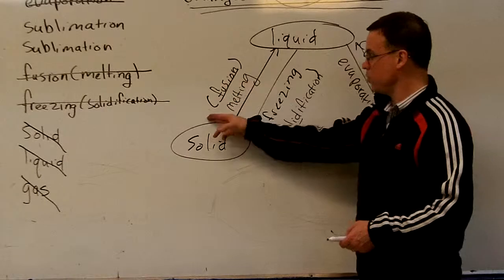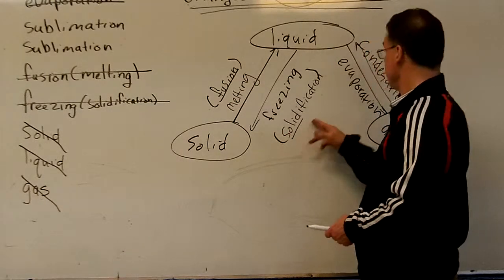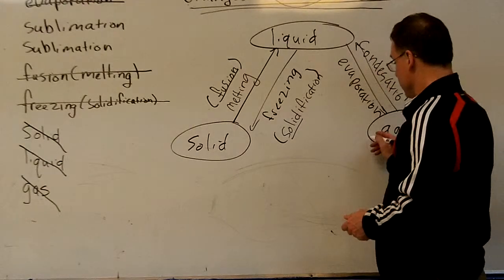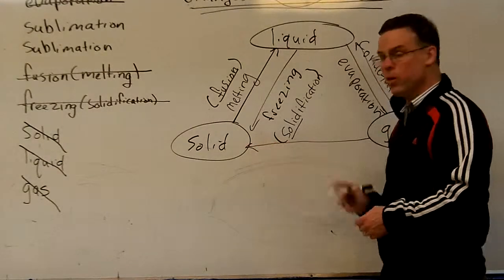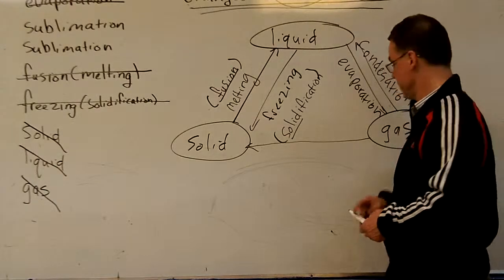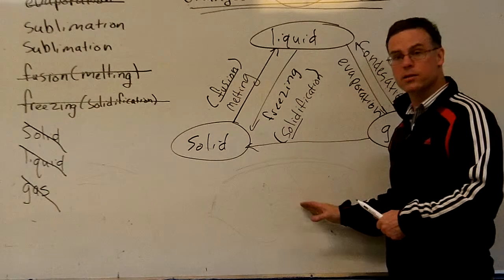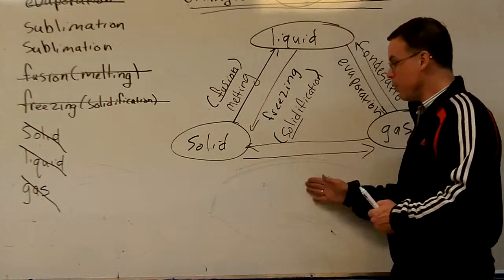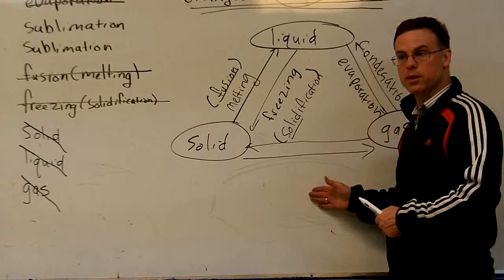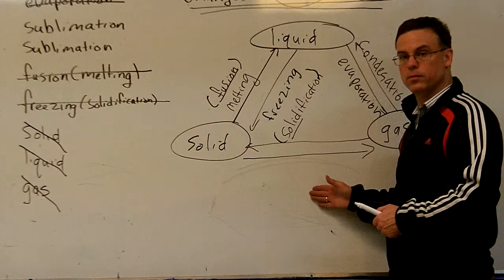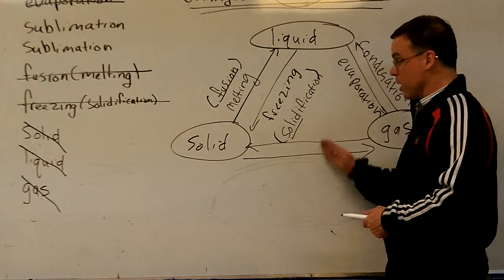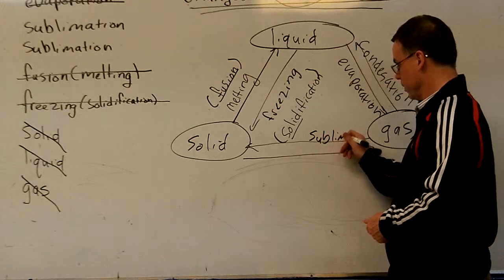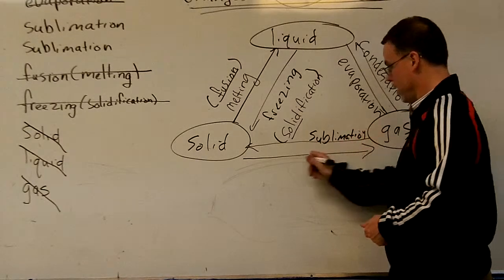So far we have fusion, we have solidification, evaporation, and condensation. The last process we don't observe on a regular basis, going directly from a gas to a solid, or going from a solid directly to the gas. One example that you might be familiar with is liquid nitrogen. The name for this process is the same: sublimation.